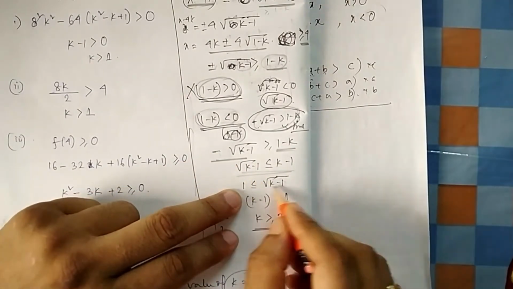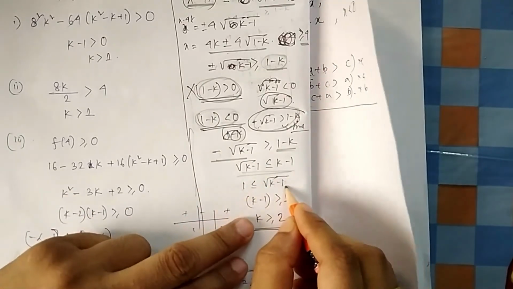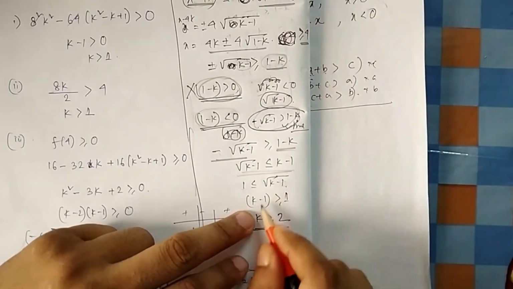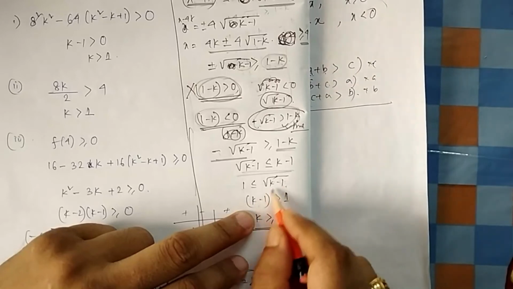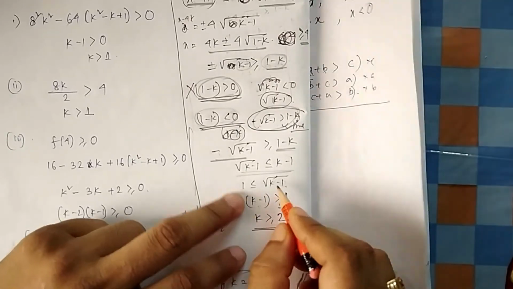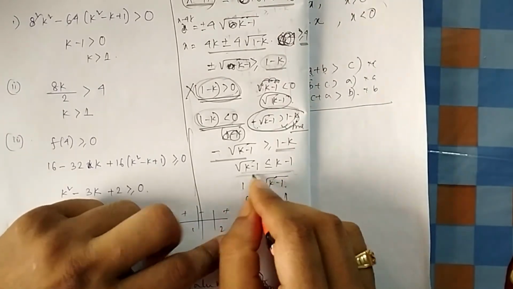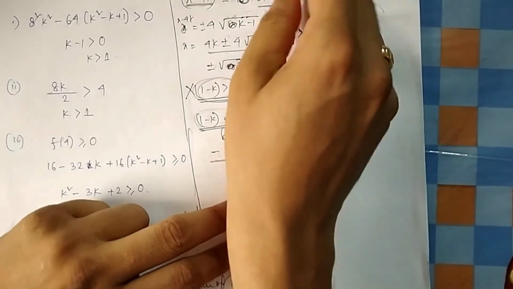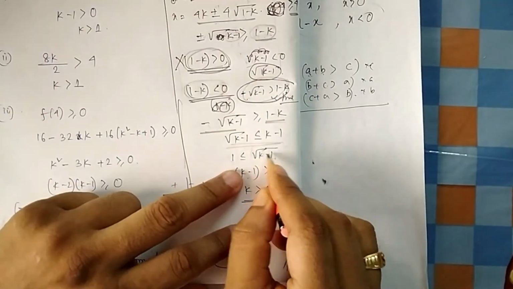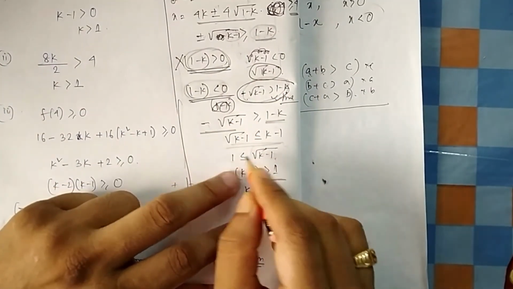So I can divide the inequality by a positive number. If I divide by this one, this becomes this. What is the meaning of this? This means root of k minus 1 is greater than 1. I am not exactly squaring it. You have to be very careful. I am not doing the square here, because I told you to avoid this as much as you can. Root of k minus 1 should be greater than 1.